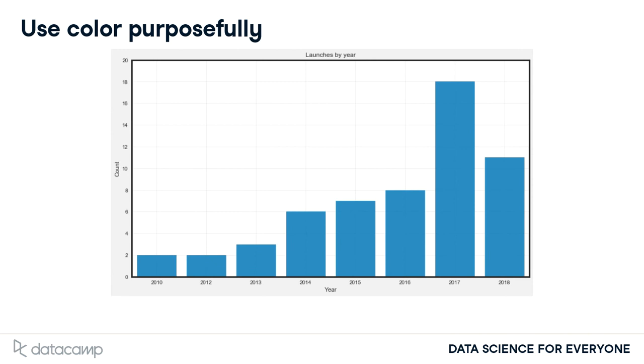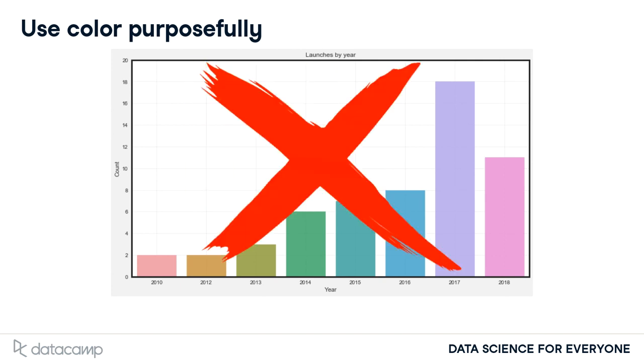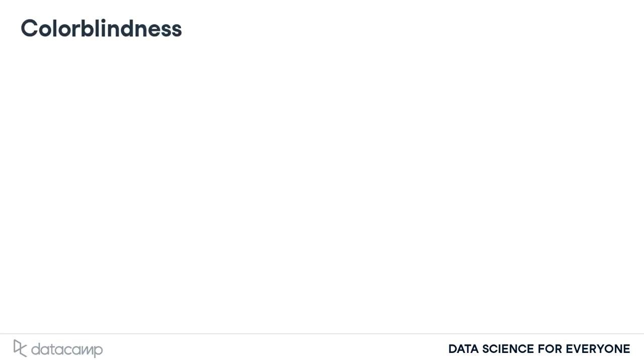Remember this graph? Count of launches by year? Pretty straightforward. What about this one? So colorful, so much better. Wrong. Granted, it's aesthetically pleasing, but it's also confusing. What do the colors correspond to? Nothing. We're just counting launches per year. One color is enough.